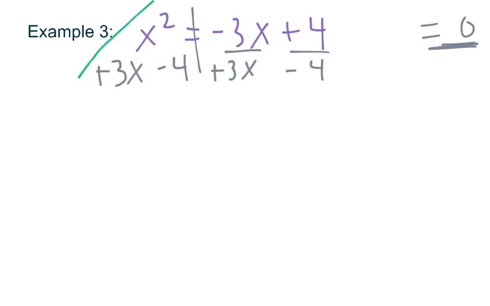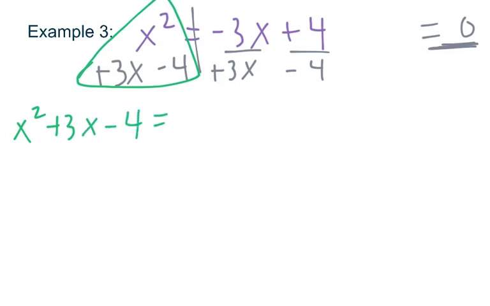Okay, now all of these things are not like terms, so let's just plop them all next to each other. X squared plus 3x minus 4. And that's going to equal, well, the whole point of opposite operations over here is they all cancel, and we're left with 0. That's what we wanted. Now from here, what can I do? I can do the diamond.